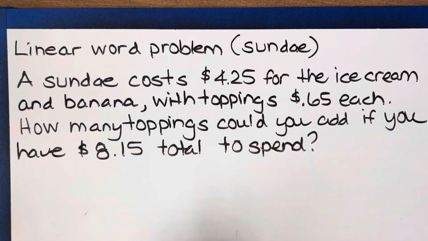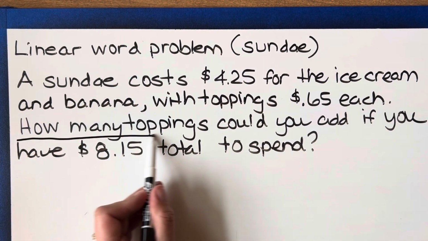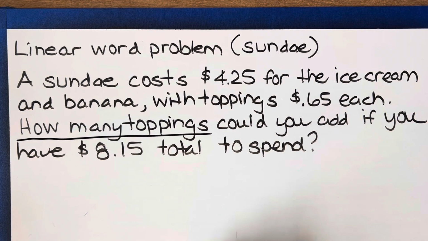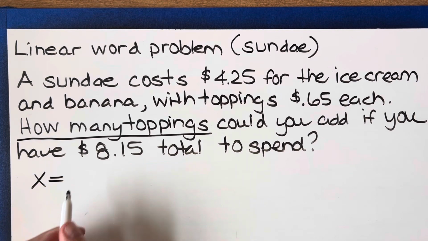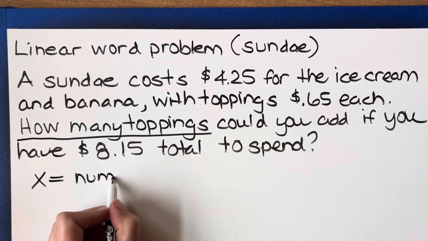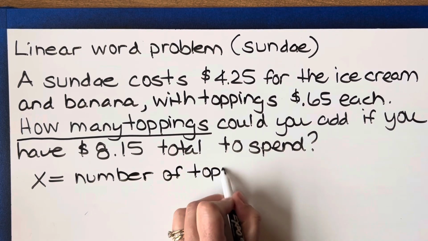So the first thing is to identify what it is you're solving for. And they ask you right here, how many toppings? So I don't know that number. That's what my variable will represent. So I'm going to use X, and X will represent the number of toppings that I add to my sundae.